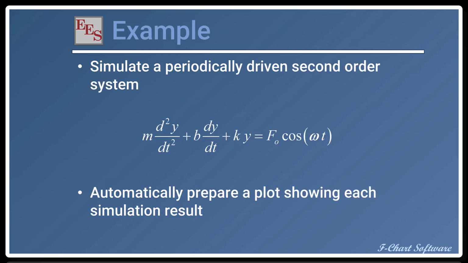All right, so let's do a real simple example to illustrate this. And what we're going to do is quickly build an EES program that simulates a periodically driven second order system. So here's the ODE, the differential equation. It's a mass spring damper system, and the forcing function is a cosine. And we can solve this pretty easily using the numerical integration capabilities of EES. So we'll do that here in a second.